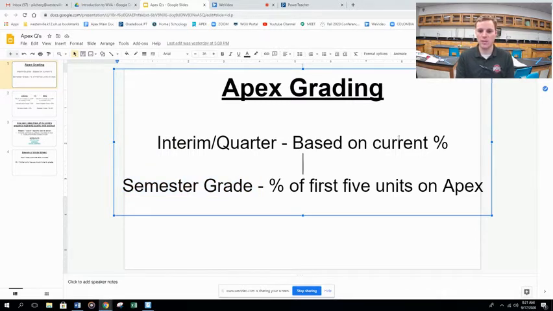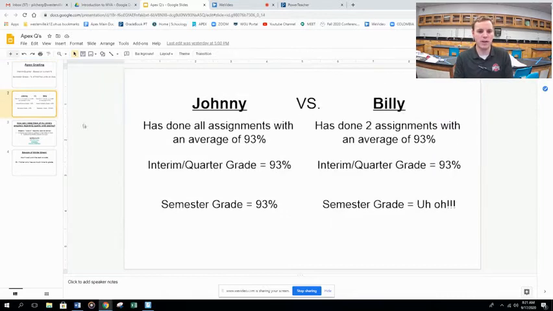Interim and quarters are based on a current percent, whereas the semester grade is based on the percent of all of the work from the first 5 units in Apex. So let me give you an example to explain what I mean. Let's say we have Johnny here. At the end of the semester, Johnny has done all his assignments and he has an average grade of 93% on those assignments. So during that first semester, whenever an interim or quarter grade comes up, Johnny's going to get a 93%. And by the end of the semester, he'll get a 93%.